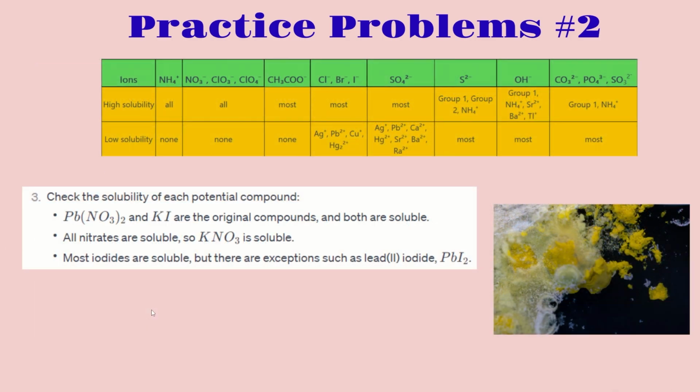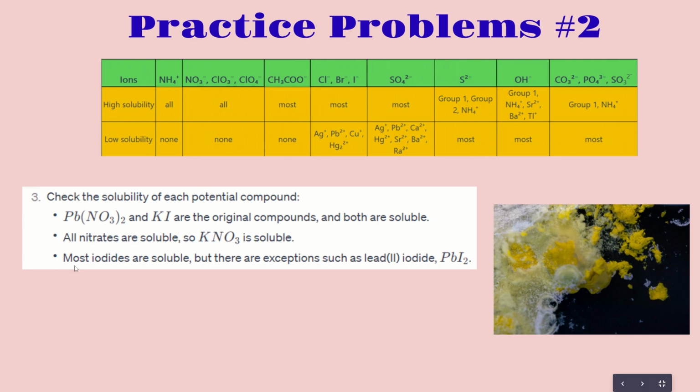So now moving on to step number 3, we need to check the solubility of each of the compounds that we found from the last slide. For the first one, we have Pb(NO3)2 and KI. Those are the original compounds, and they're both soluble. All nitrates are soluble, so that means the new compound that gets formed, KNO3, is soluble. If we look at nitrate over here, we can see that all of them are high solubility. So that means KNO3 is soluble.